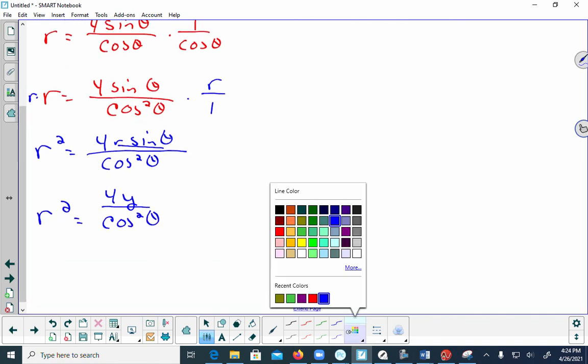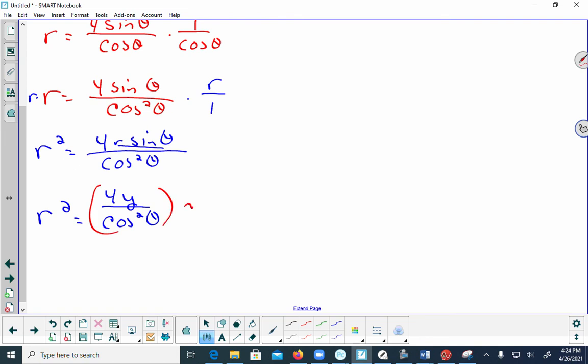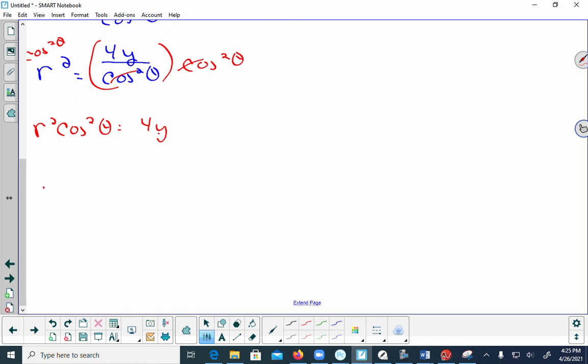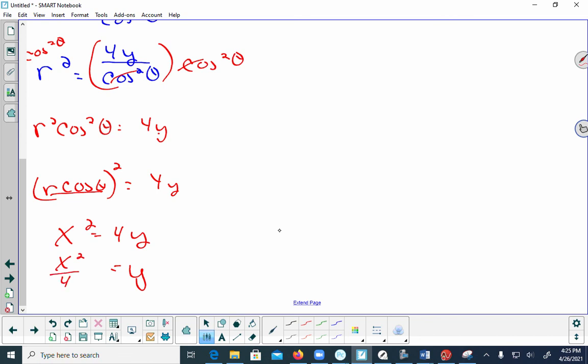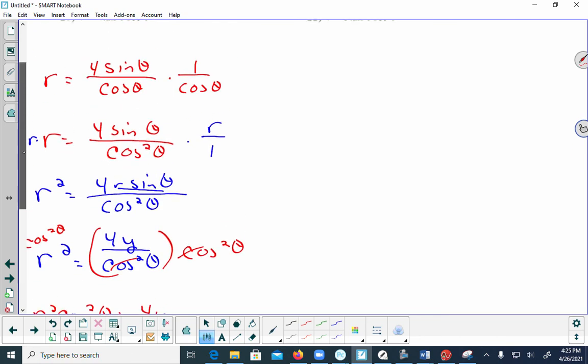In order to get rid of that cosine squared theta in the denominator, I'm going to multiply both sides by cosine squared theta. Now I'm going to have r squared cosine squared theta is equal to 4y, because these will simplify. And I can think of this as r times the cosine of theta, and this whole thing squared, because they're both squared. So in order for me to do this, they both have to be squared. So this is going to be x. So I'm going to say x squared is equal to 4y. If I divide both sides by 4, I'm going to say y is equal to x squared over 4. Okay, moving on to the next one.